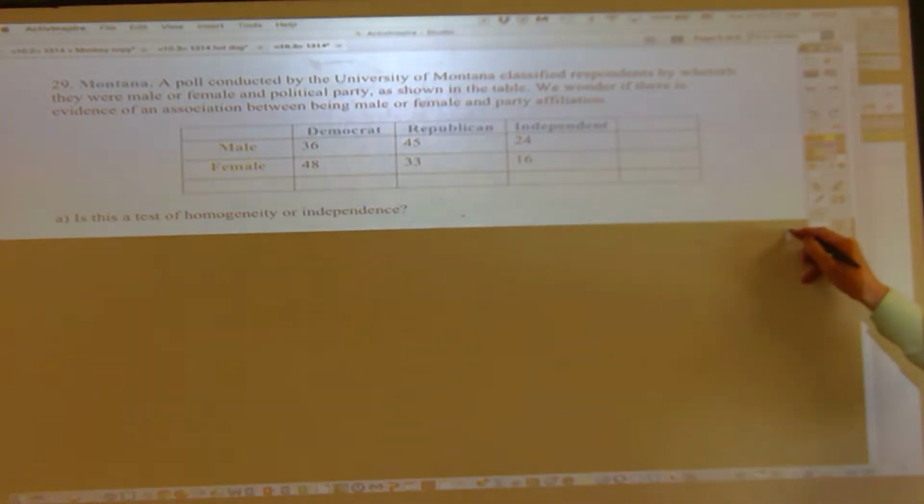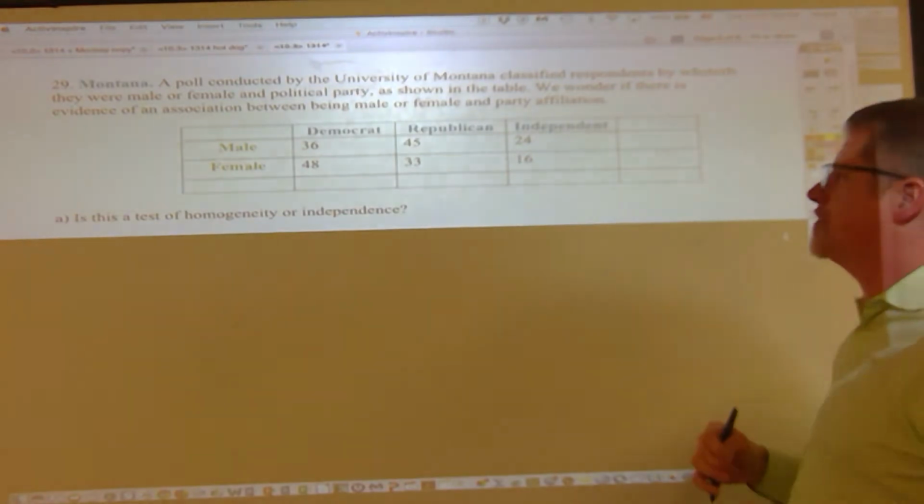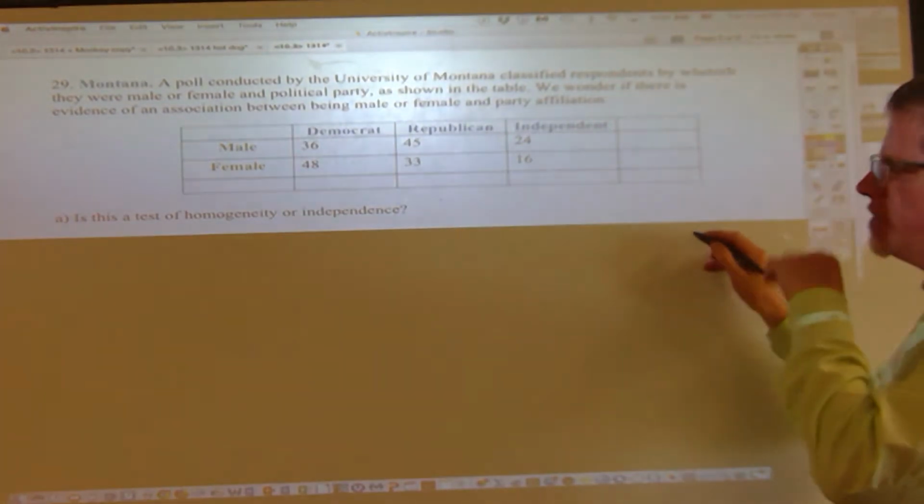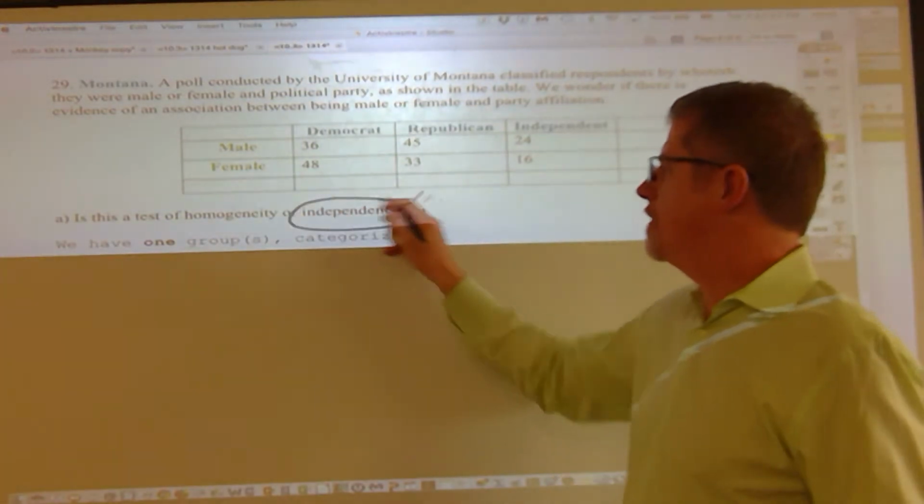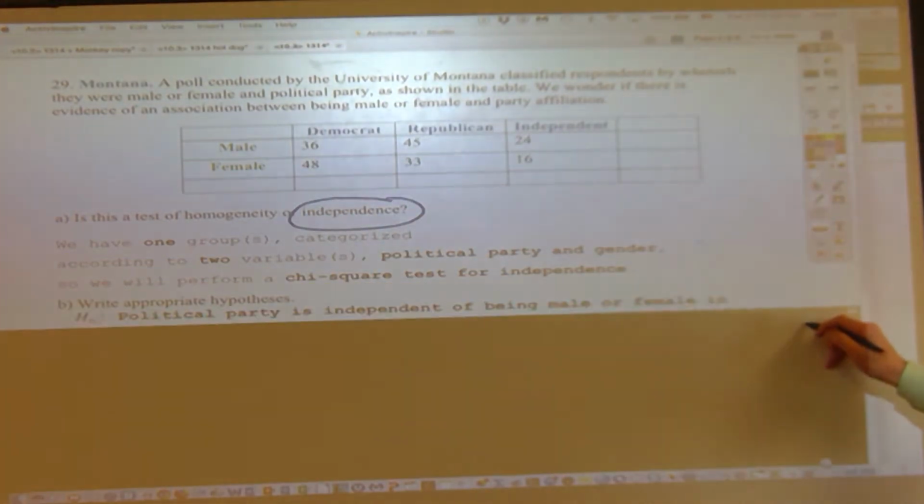It's because we don't have 2 samples. As Caleb summarized yesterday, he said, no, just 1 sample, 2 categorical variables, so we're definitely going for independence here. So chi-squared test for independence.